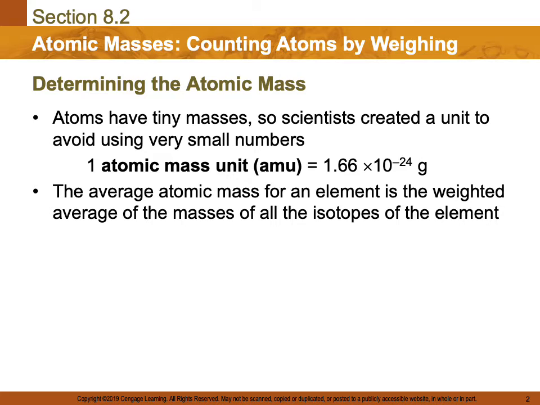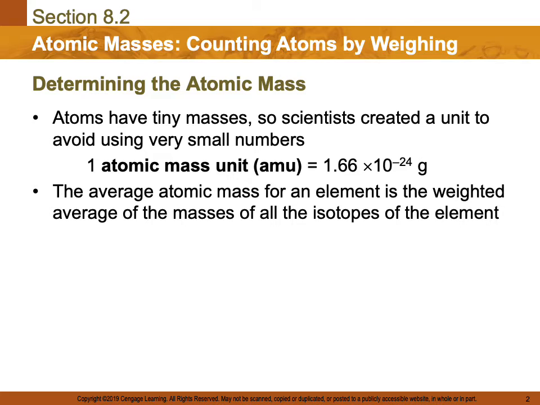I think you'd all agree that it's much easier to use the atomic mass unit than grams to describe the mass of a single atom. One more thing before watching the video. On the periodic table below the element symbol, you will find a number. This number is the average atomic mass, or sometimes just called the atomic mass, of any element. The numbers usually have decimals. They are very rarely whole numbers.